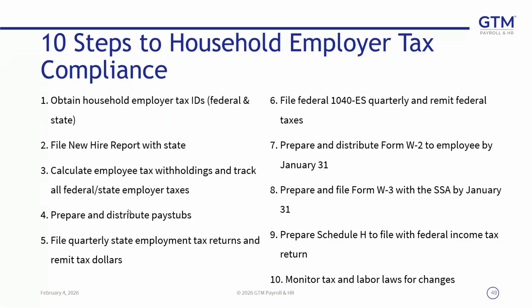All right. So if you have a client with a household employee, these are the steps that you or they need to take to be compliant. They'll need to file federal and state unemployment taxes every quarter and prepare W-2s, W-3s, and Schedule H at the end of the year. The last point here could be the most important. Tax, wage, and labor laws are constantly changing. We've talked about paid leave laws, minimum wage rates, and domestic workers protections, and more are coming. So it's important to monitor changes in the law that may impact your clients with household help.